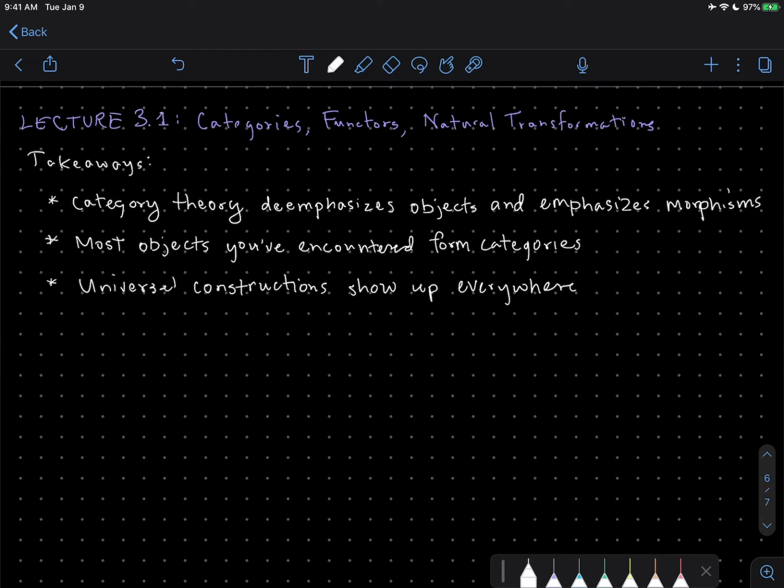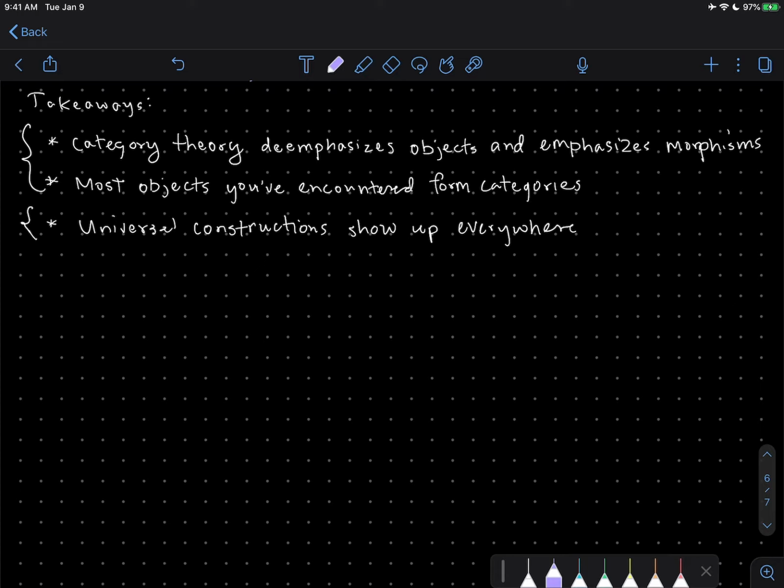So the first lecture will mostly focus on these first two bullet points, and the second lecture will focus on this third one. So let's begin by talking about basic definitions. This definition will be motivated after I introduce it, and we can look at some examples.